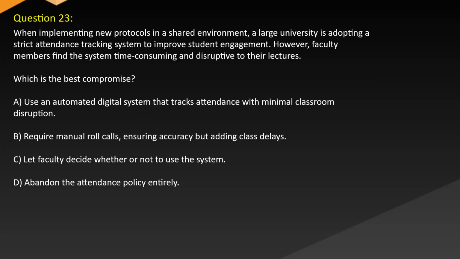Question 23. When implementing new protocols in a shared environment, a large university is adopting a strict attendance tracking system to improve student engagement. However, faculty members find the system time-consuming and disruptive to their lectures. Which is the best compromise? A. Use an automated digital system that tracks attendance with minimal classroom disruption. B. Require manual roll calls, ensuring accuracy but adding class delays. C. Let faculty decide whether or not to use the system. D. Abandon the attendance policy entirely.